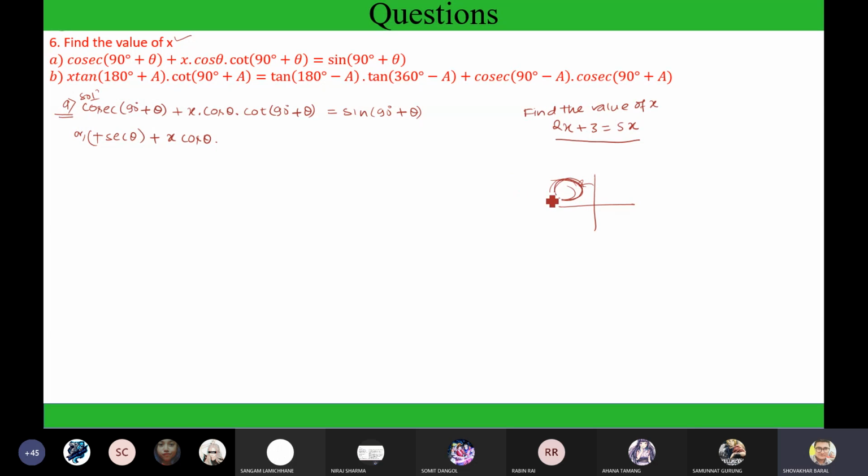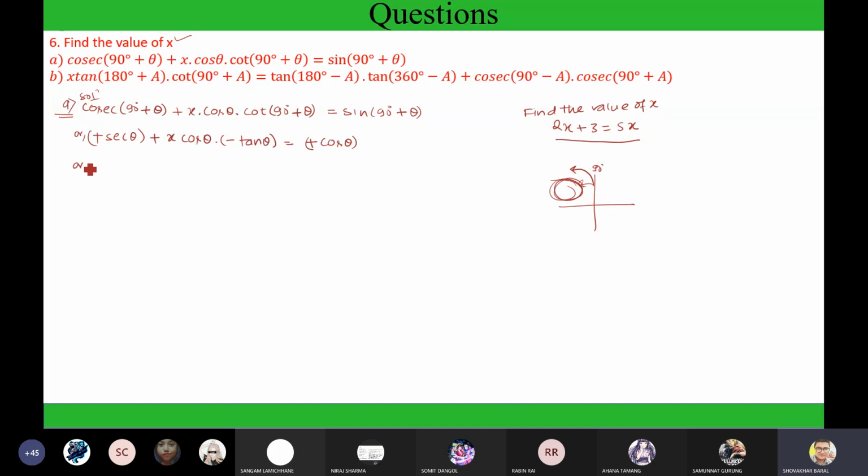90 plus theta, again this angle is in the second quadrant. In the second quadrant cot is negative, so let me write it minus, and the ratio will be changed since this is 90 degree, so you can write here minus tan theta. And this is equals to sin 90 plus theta. This is in the second quadrant. In the second quadrant, sine is positive, so let me write here positive. Sine 90 plus theta is equals to cos theta.